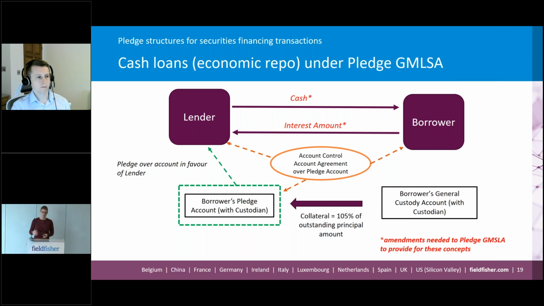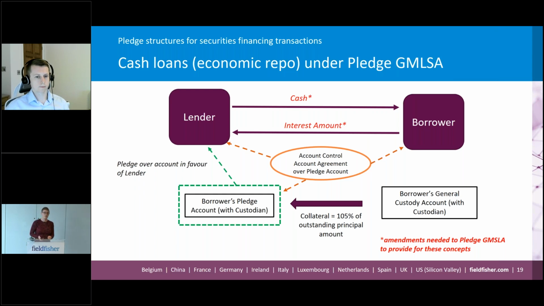So you need to first of all draft for loans of cash. There's no concept in the pledged GMSLA for transfers of interest amounts, so you need to think about how interest is going to be calculated, how interest is going to be paid, whether or not you want to include a floor for any negative interest, and then whether you want to put provisions in there for prepayment, repayments, or providing for term loans, because of course the GMSLA is drafted on the basis that the loans are all redeliverable on demand unless you modify the front end of the document.